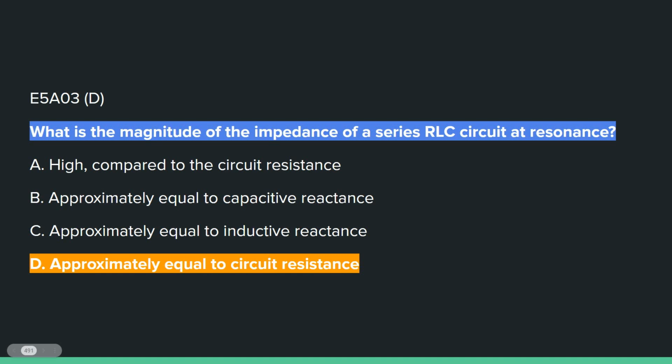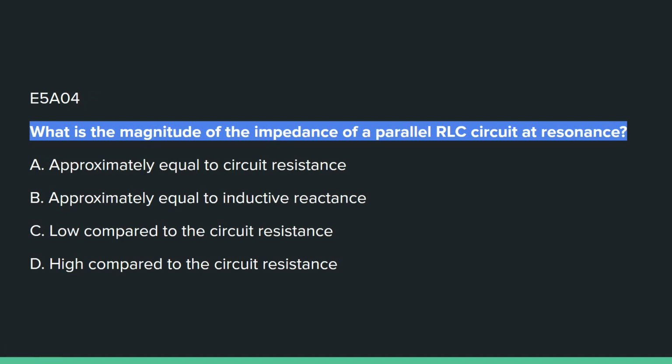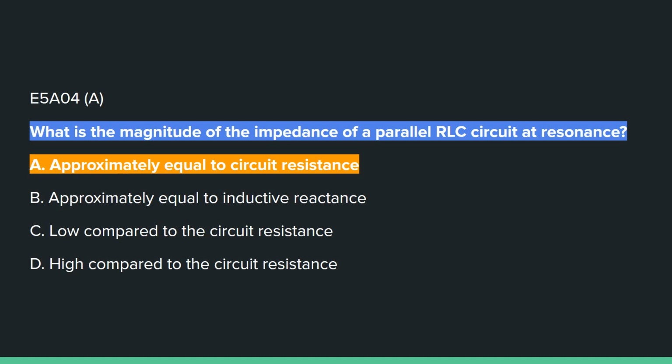D, approximately equal to circuit resistance. E5A04, what is the magnitude of the impedance of a parallel RLC circuit at resonance? A, approximately equal to circuit resistance.